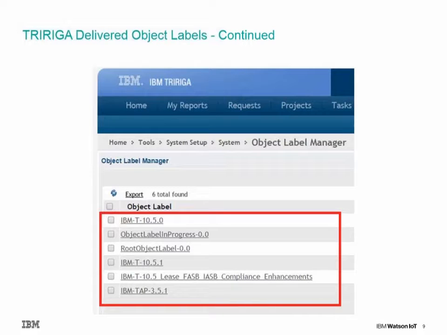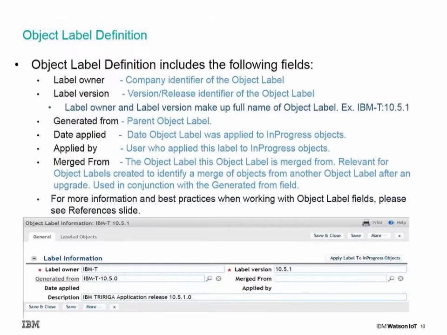This slide shows the TRIRIGA delivered object labels as they appear on the Object Label Manager landing page. Object label definition. If you open one of these object label definitions that I just went over, the screenshot in this slide shows you what you will see. This particular screenshot shows the IBM-T:10.5.1 object label.